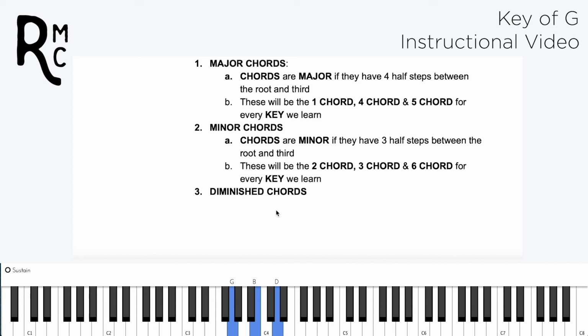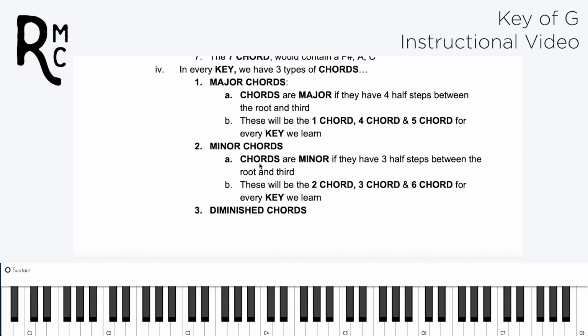Now diminished chords are only 1 half step different than minor. So we have major, minor, and now for diminished, what we do is we lower our fifth down 1 half step, and there's our diminished. So the difference between major chords, minor chords, and diminished chords are only by moving our third either up or down a half step, and then when we have our minor chord, we move our fifth down 1 half step, and that's diminished.